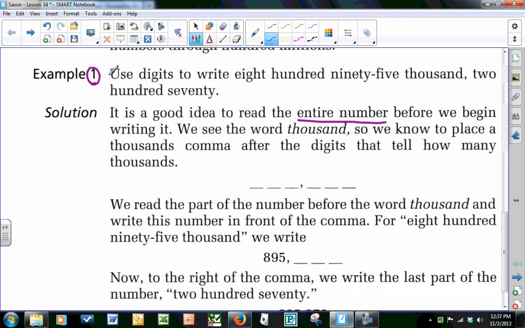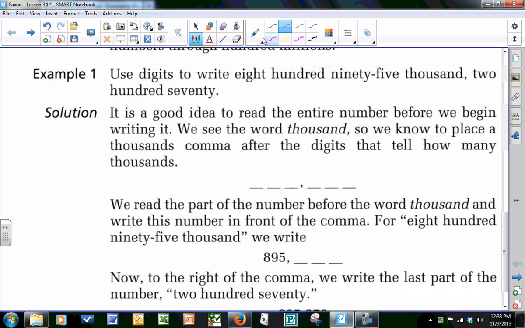So let's break this down. Use digits to write. Okay, that's your first part. You're going to use digits to write. Digits are the symbols we use to write numbers, like 1 is a digit, 2 is a digit, 7 is a digit, 9 is a digit. These are all digits. I just cleared the ink because I want to focus on what we are going to be writing with digits.